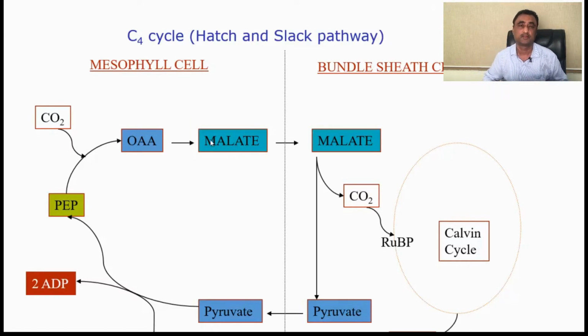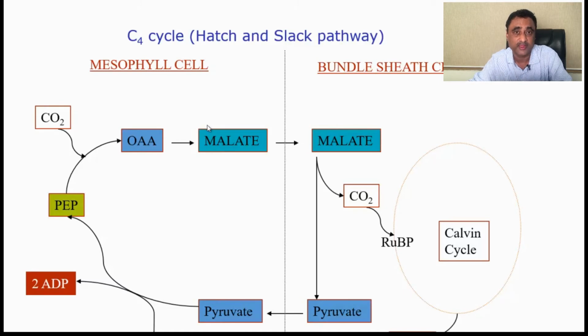Now mind it, the passage of molecules from mesophyll to bundle sheath cell is restricted to few molecules only. And what are they? The very first, the malate, the second, the pyruvate, and there is one more, what we call NADPH2, because you know in the Calvin cycle NADPH2 is required, and this NADPH2 is formed in the mesophyll cell only. So once NADPH2 is formed, it goes to the bundle sheath cell, wherein the Calvin cycle is utilized.